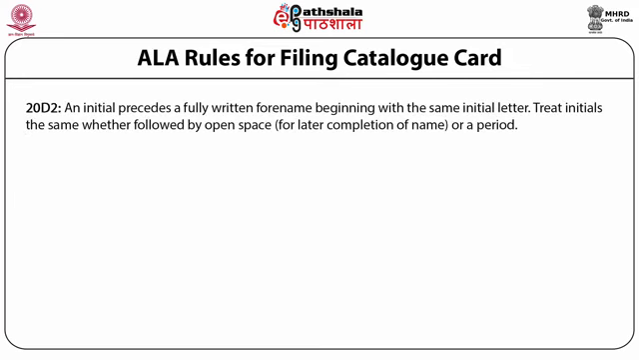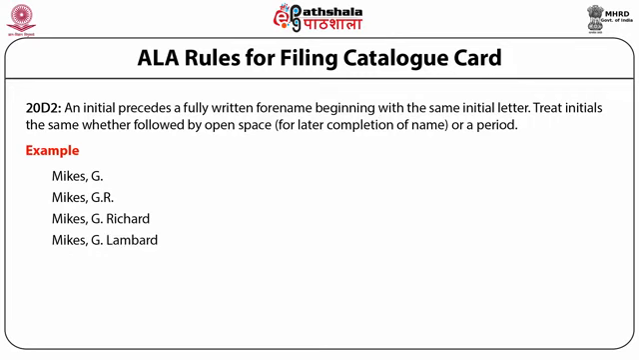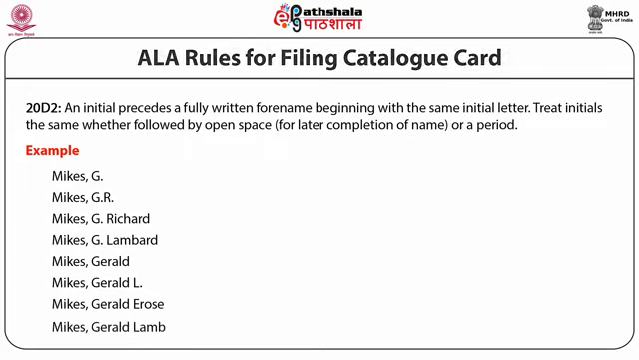Rule number 20D2. An initial precedes a fully written forename beginning with the same initial letter. Treat initials the same whether followed by open space for later completion of name or a period. Example is shown below. Mike's G, Mike's Gr, Mike's G Richard, Mike's G Lombard, Mike's Gellard, Mike's Gerard L, Mike's Gerald Eros, Mike's Gerald Lamb.